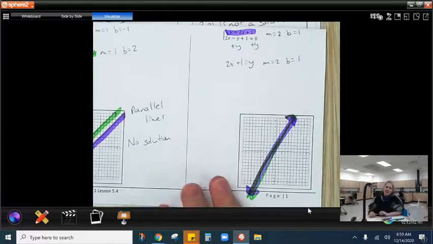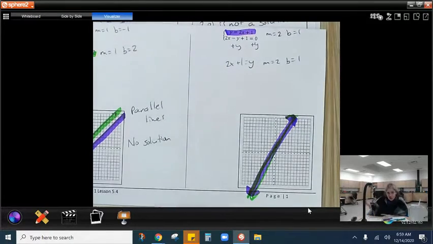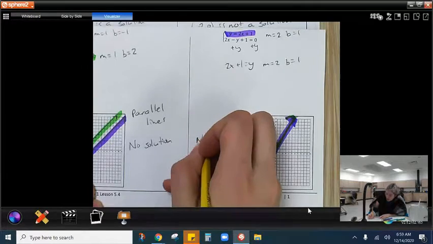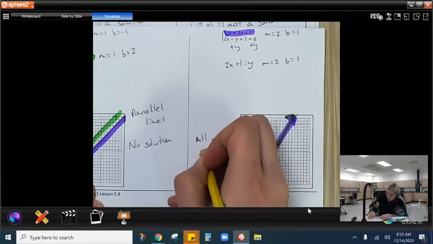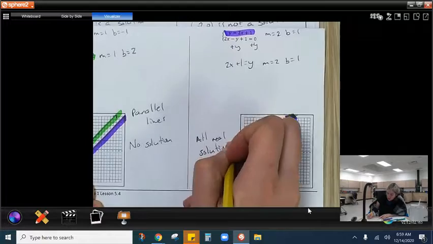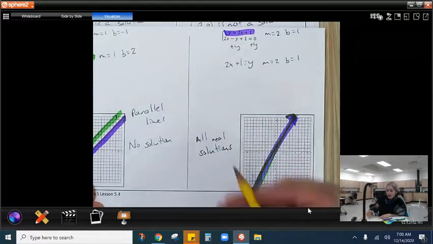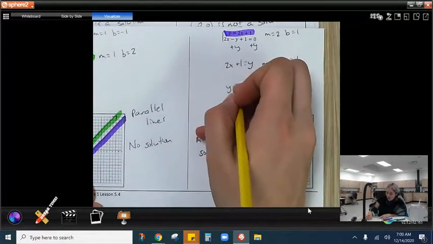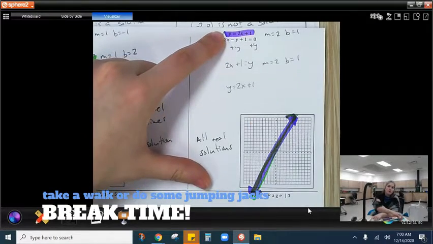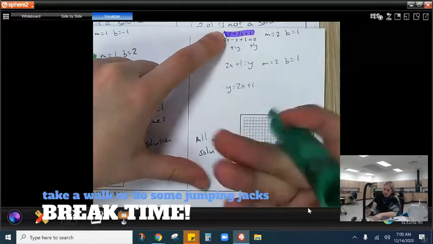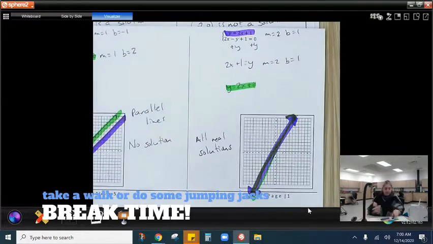And now you look at me and you go, wait a second. They touch everywhere. They don't have just one solution. They have all solutions. And that's because it's the same line. If I rewrite this, I get y equals 2x plus 1. Hey, look at that. That's the same as y equals 2x plus 1. They're the same line.